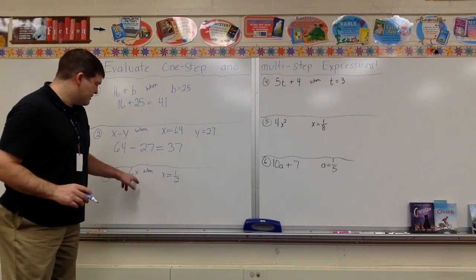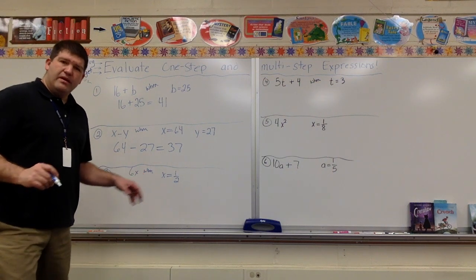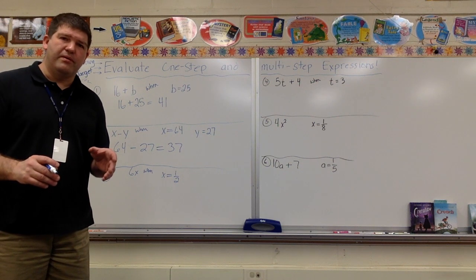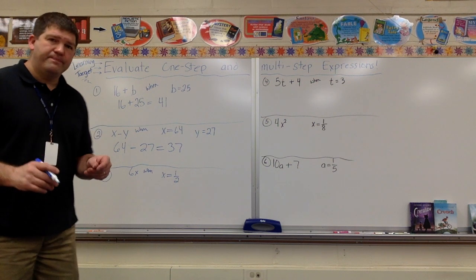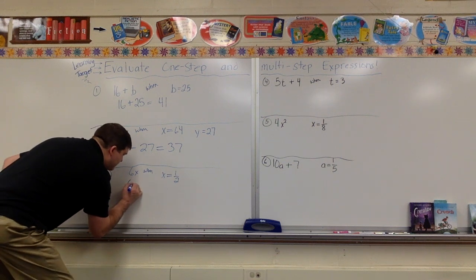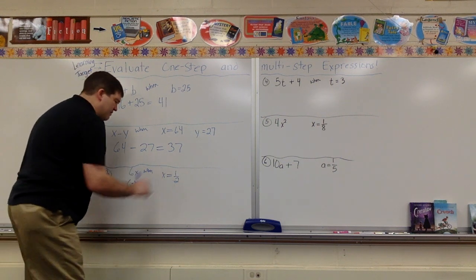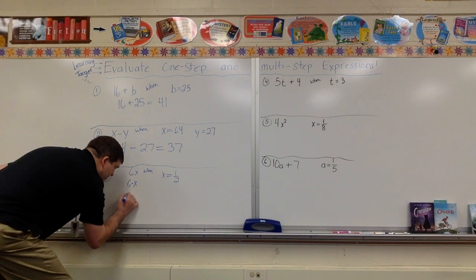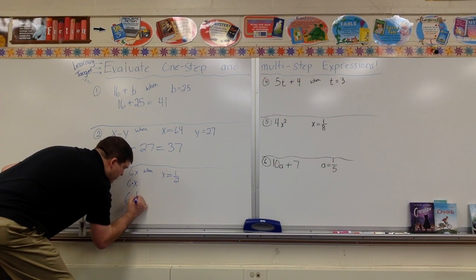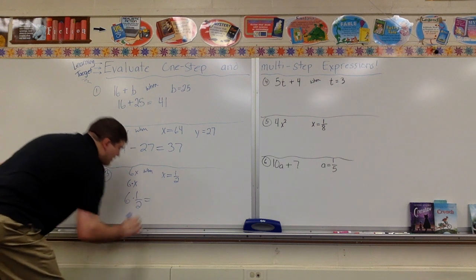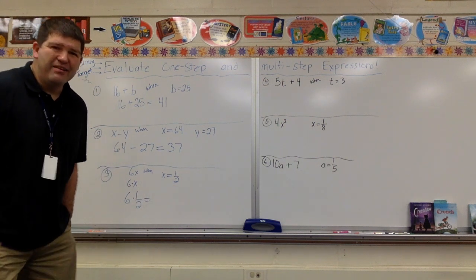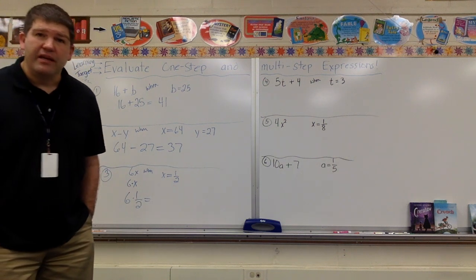All right, here, 6x. Now, when a number is next to a variable, it is multiplication. So it's going to be 6 times x. X is my variable. When x is 1/2, then I plug it in. So it's 6 times 1/2. And I could do that a couple different ways. I know that half of 6 is 3.